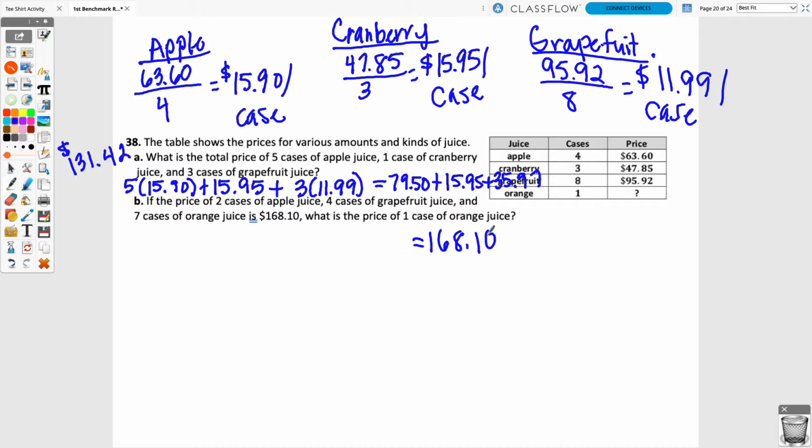So 2 cases of apple juice. So that means I'm multiplying 2 by that 15.90, right? Because that's how much each case costs. So two times $15.90. And then I'm also getting 4 cases of grapefruit juice. So 4 times $11.99. And 7 cases of orange juice. But do I know how much each case of orange juice is? So how would I represent 7 cases of orange juice if I don't know how much they cost? Yeah, just O?